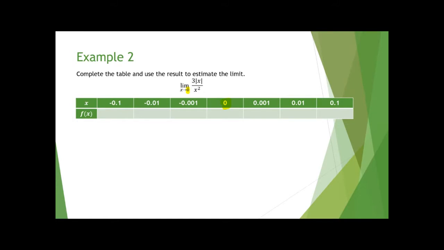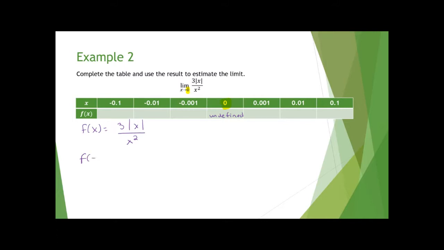And you can see that I started just like on the previous slide, I have 3 decimal places. And then I decrease the number of decimal places as I go away from there. So we're going to do the same thing as on the previous slide. So our function f of x is 3 times the absolute value of x divided by x squared. Now if I found f of 0, I'd be dividing by 0. So this is also going to be undefined because I can't divide by 0. That's why we need to take the limit.